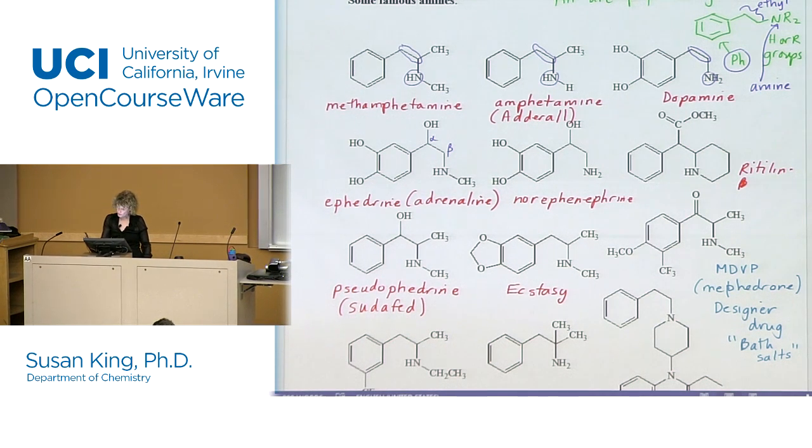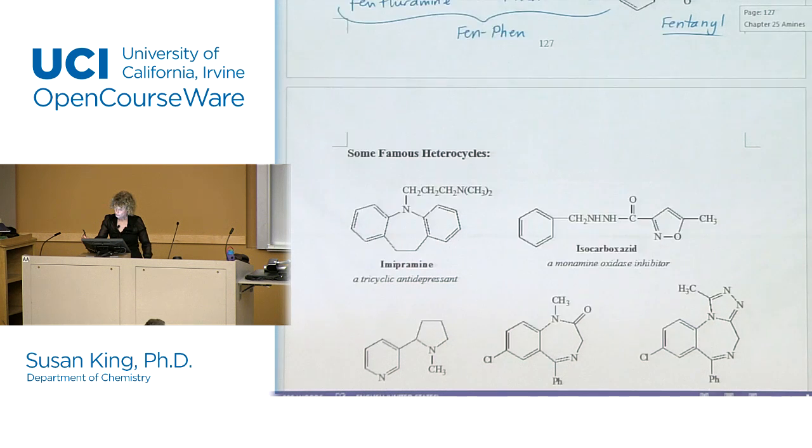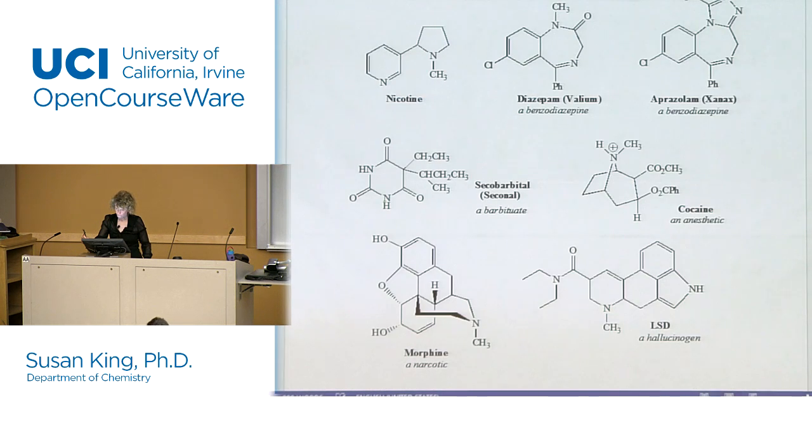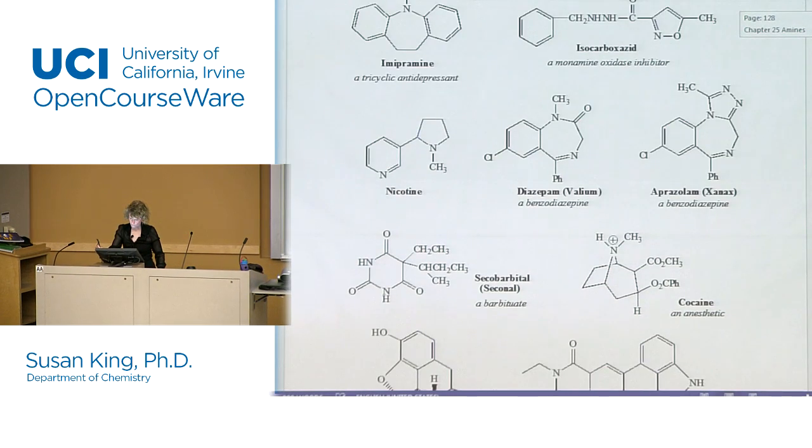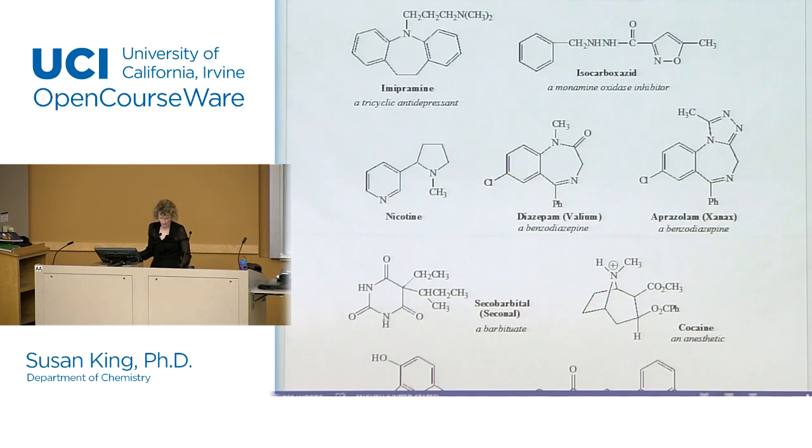On the next page, we have some more amines that are not beta-phenethylamines, but are also important. We have tricyclic antidepressants that contain amines. Isocarboxazid, which is an MAO inhibitor, a monoamine oxidase inhibitor. We have nicotine, we have Valium, we have Xanax. So you're seeing a lot of amines here, and that's why we're going to learn how to synthesize them.